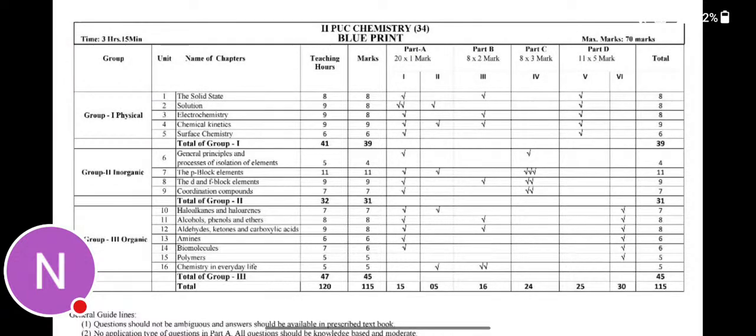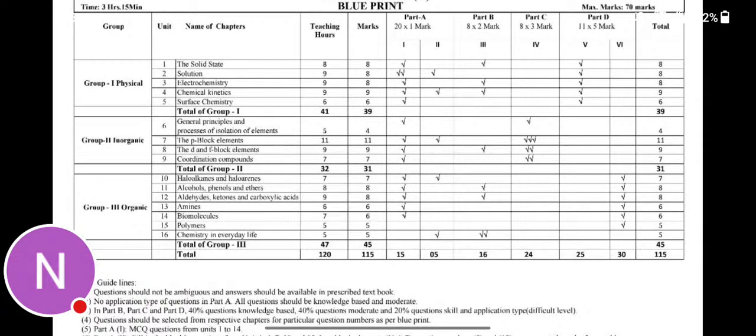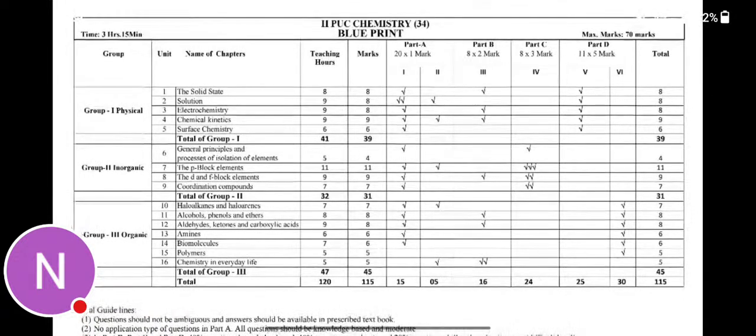Next, the third chapter from physical chemistry is electrochemistry. Teaching hours is 9 hours, and total marks allotted for this chapter is 8 marks. 1 question is there from the first main, that is 1 mark, 1 question for the third main, that is 2 marks part B, and 1 question from part D, fifth main, that is 5 marks. Totally 8 marks from this chapter.